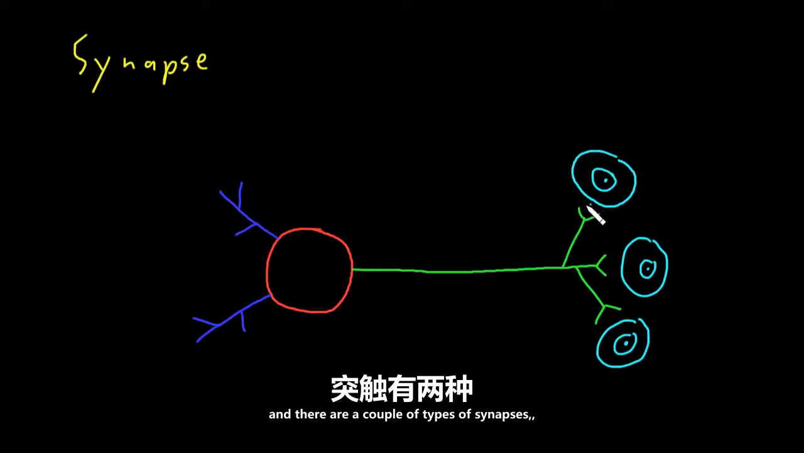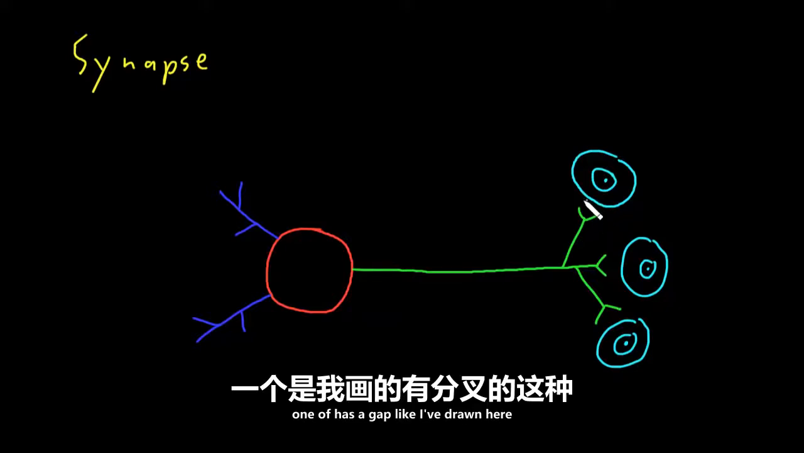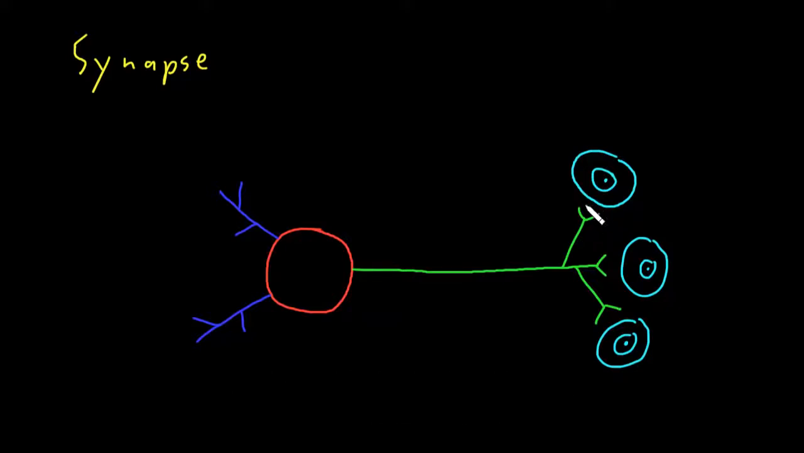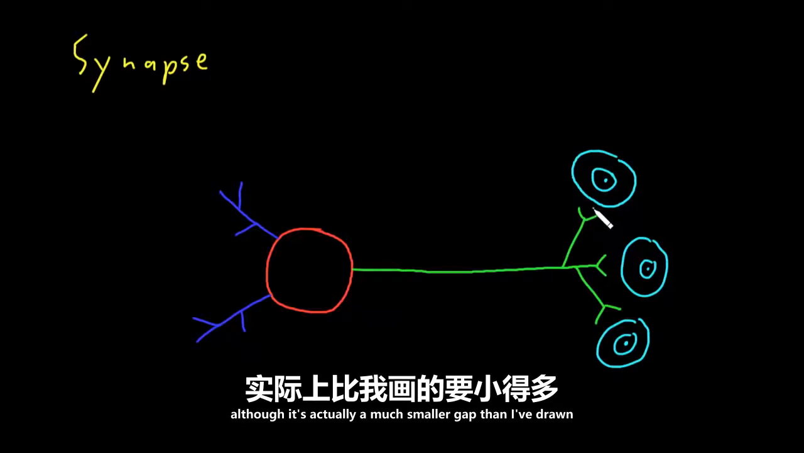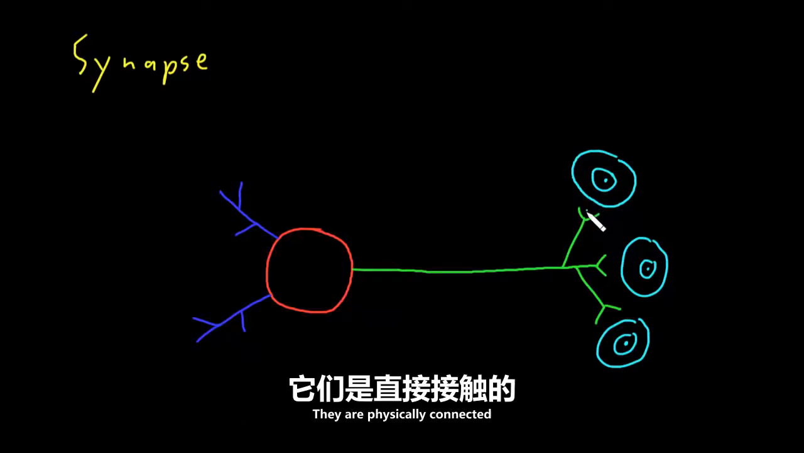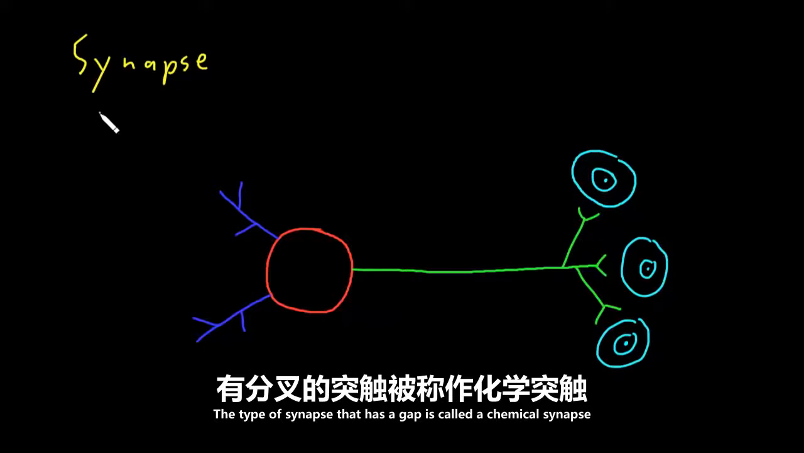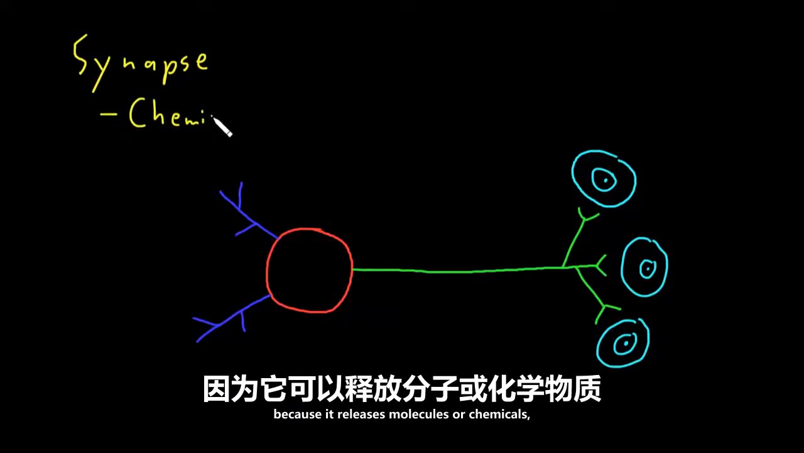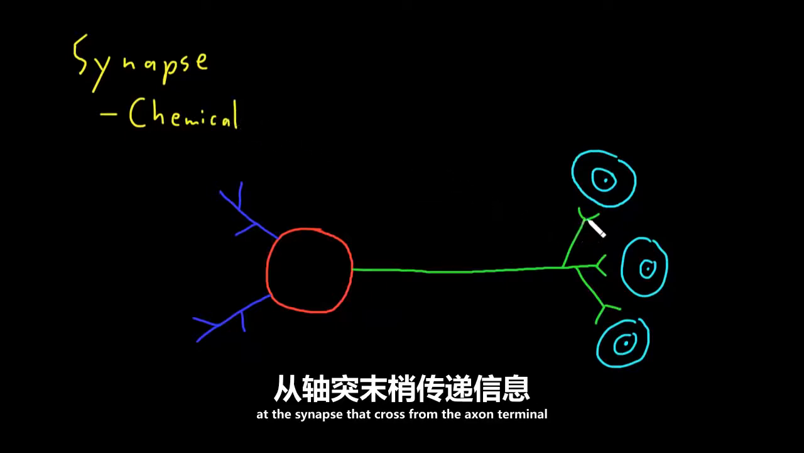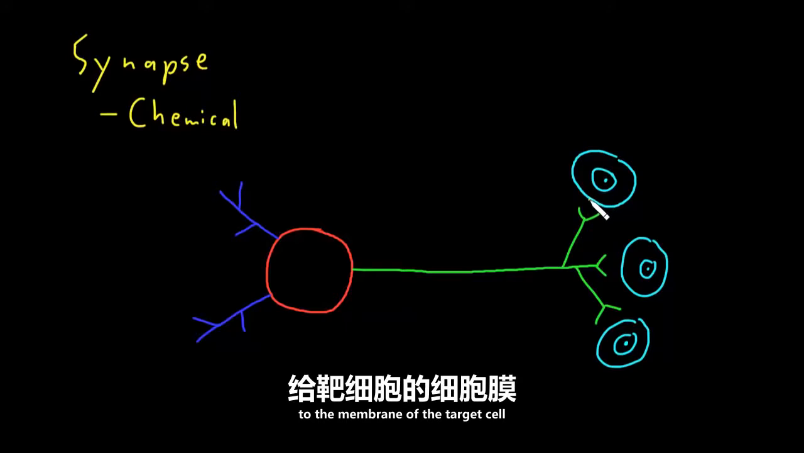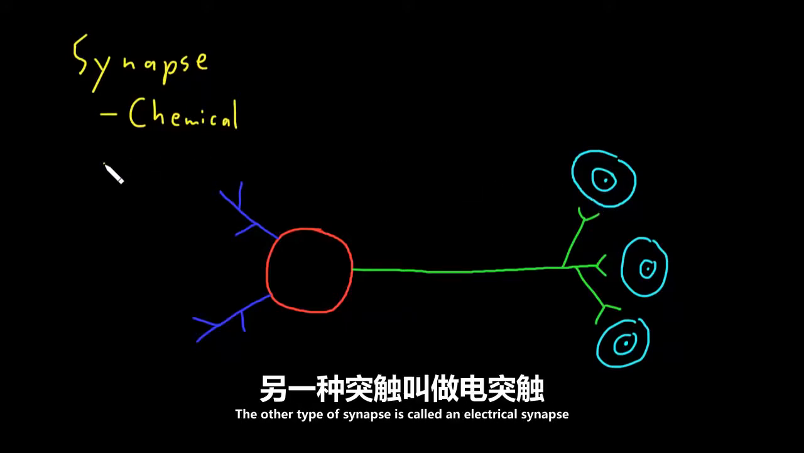And there are a couple of types of synapses, one of which has a gap like I've drawn here, although it's actually a much smaller gap than I've drawn. And the other one doesn't have a gap. They're physically connected. The type of synapse that has a gap is called a chemical synapse, because it releases molecules or chemicals at the synapse that cross from the axon terminal to the membrane of the target cell. The other type of synapse is called an electrical synapse.